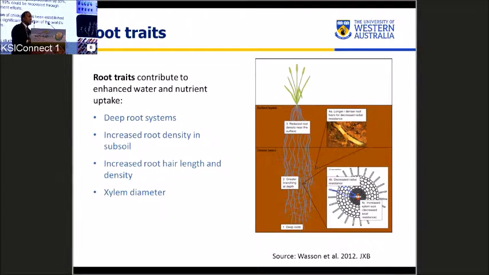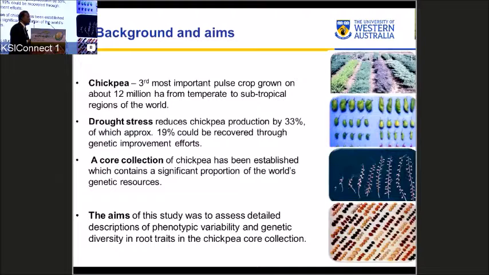So the chickpea is an important crop, and drought stress does reduce yield. The most important thing is that both at ICRISAT and ICARDA, a core collection has been assembled, maintained and characterized, and there is a lot of genomic information available. So the aim of this study was to assess the detailed description, in other words phenotyping, of what variability is available using a novel technique developed in our lab.